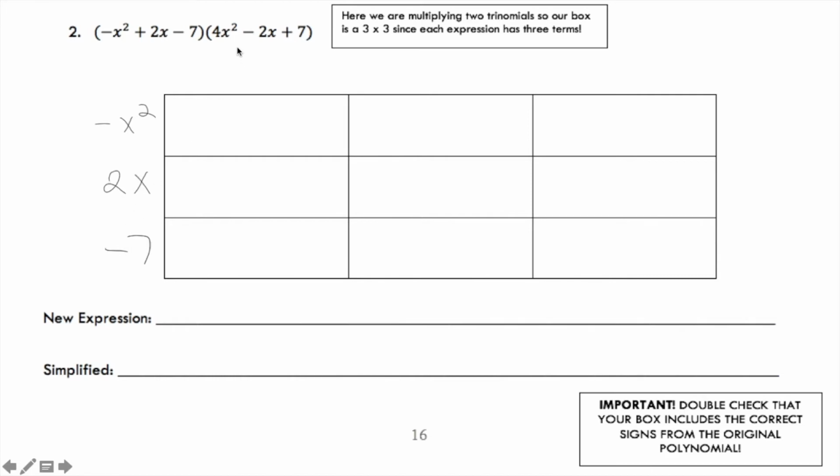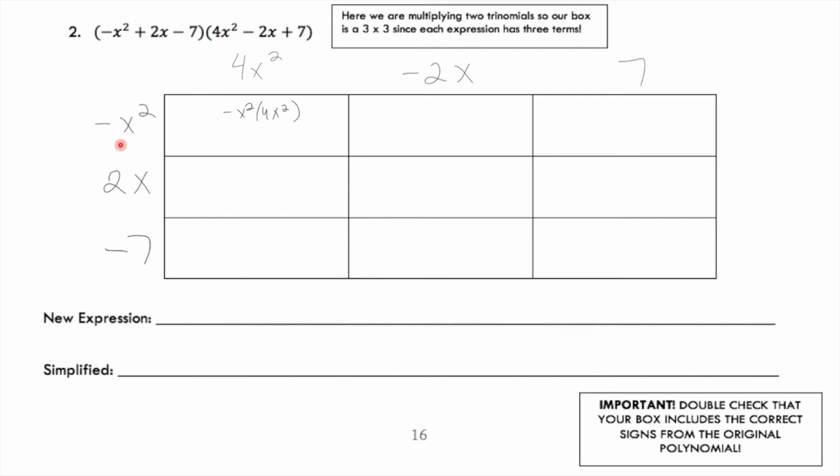And then I'm going to go ahead and write my second polynomial across the top, where I have 4x squared minus 2x and 7. So now we're getting into it. We're going to go ahead and multiply our first row. We're distributing negative x squared to each of the terms in the second polynomial.